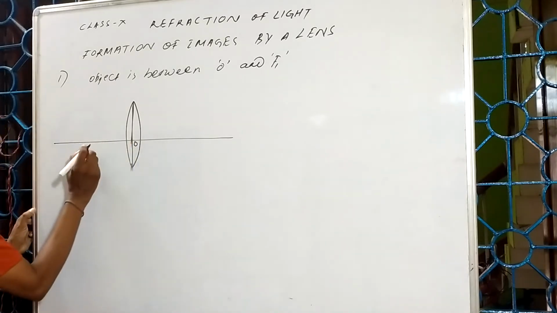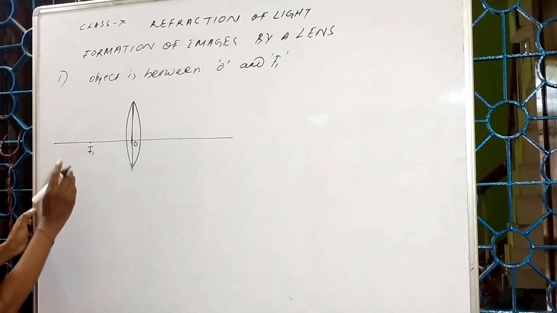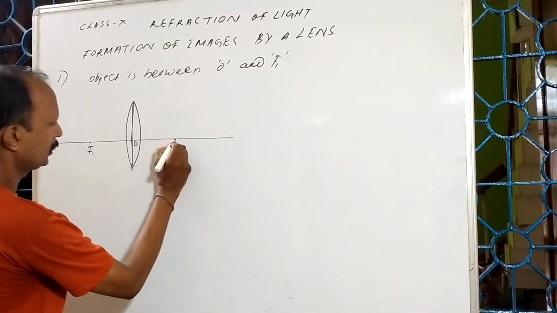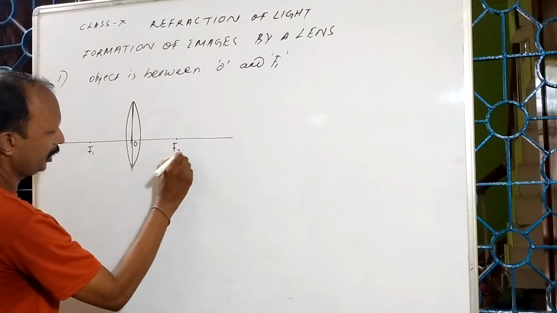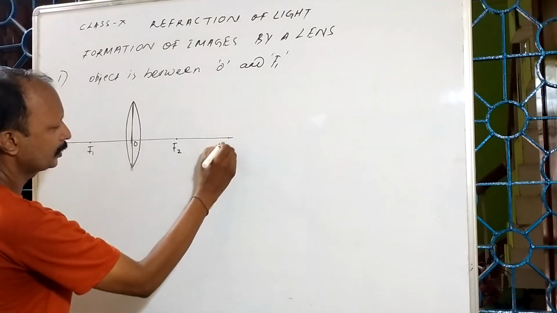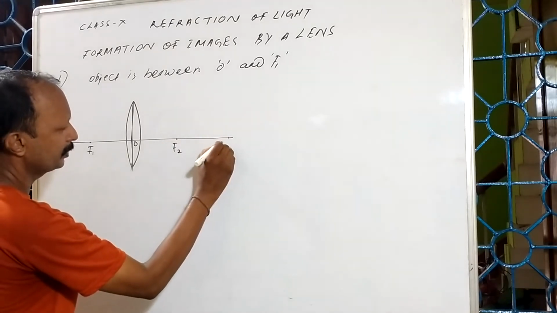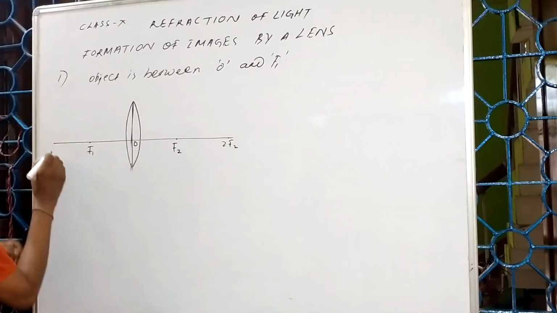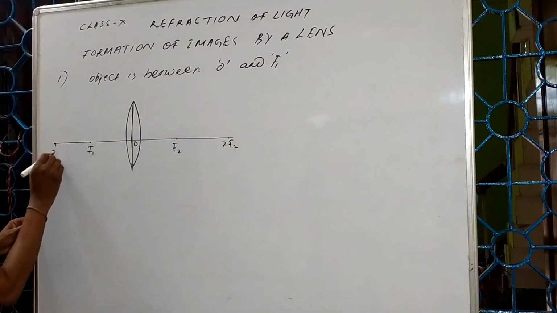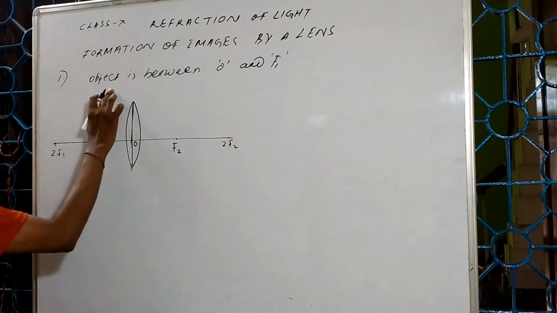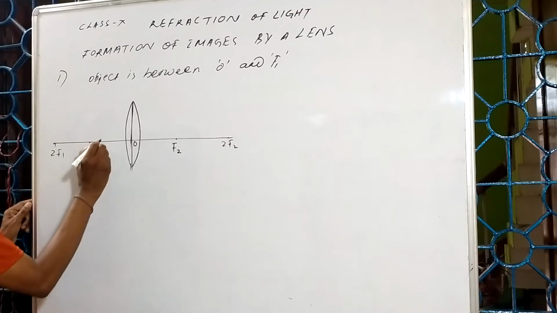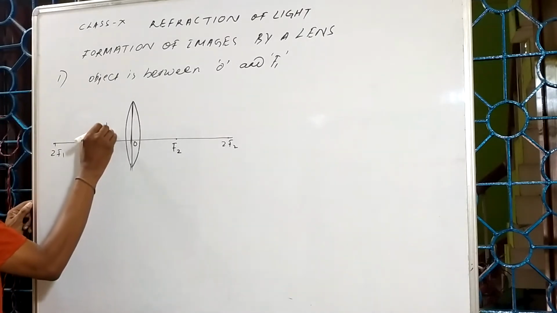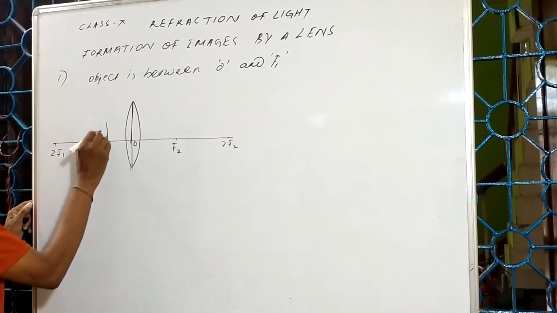Equal distance from the optic center, you mention here F1, first focus. Same thing on this side, we mention F2, second focus. Object is between O and F1. For example, see, I am taking between O and F1. OB is the object.